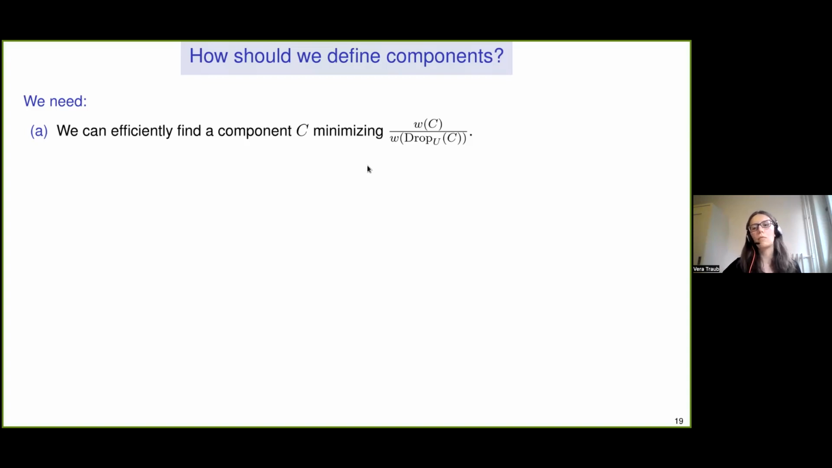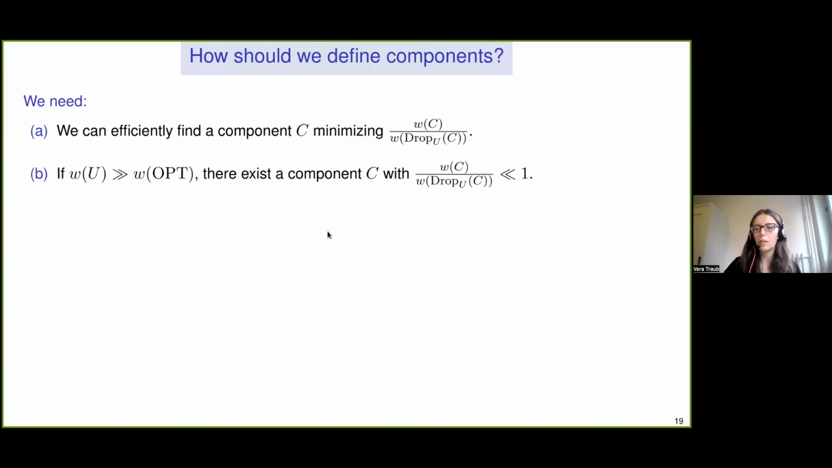Now, of course, we also want our relative greedy algorithm to be good. And what we need for this is essentially that we make at least a little bit of progress. Recall that initially we start with a 2 approximation. Our main goal is to beat factor 2. So at least what we need is that if initially the weight of U is only a 2 approximation, so if it's much larger than the weight of an optimum solution, then there should exist a component that we can use to make progress, where what we add is much cheaper than what we can drop from our solution.